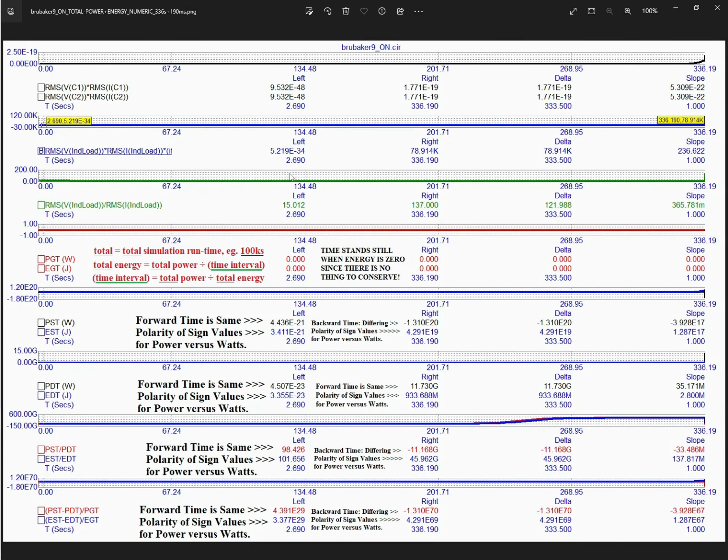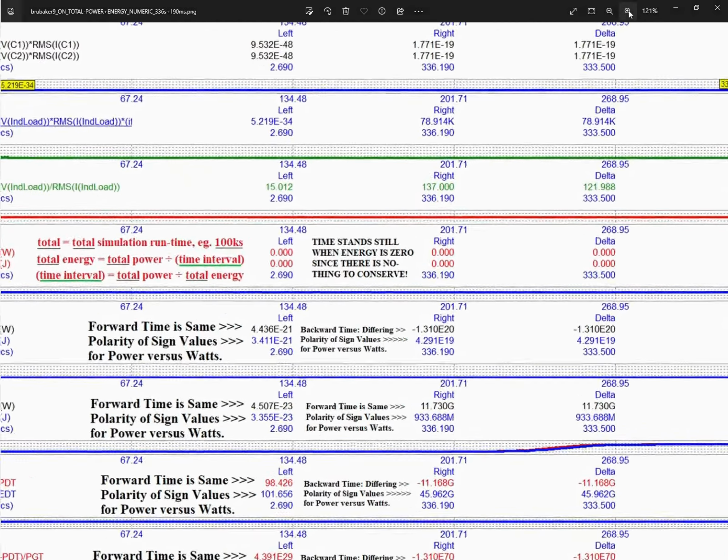Anyway, so going down the line, then we get to the power of the source. Well, the source is 0 because there is no source, so it's 0. And so I get to say here, time stands still. Oh wait, let's build this up so you can see it.